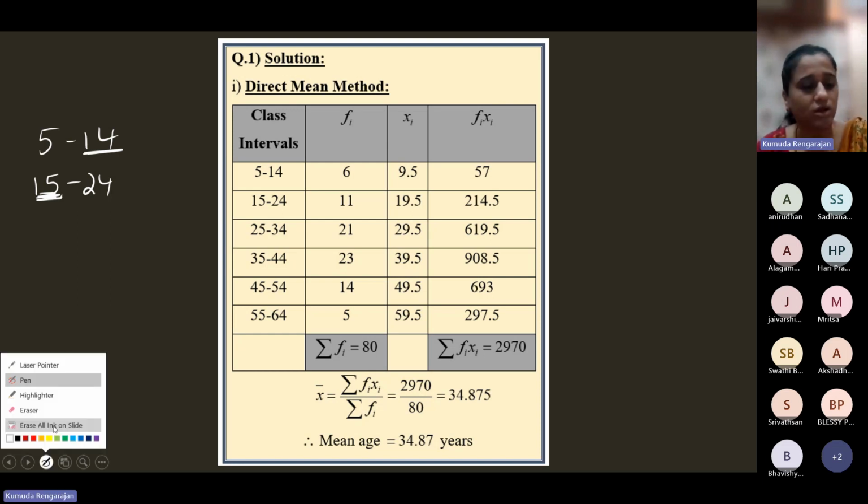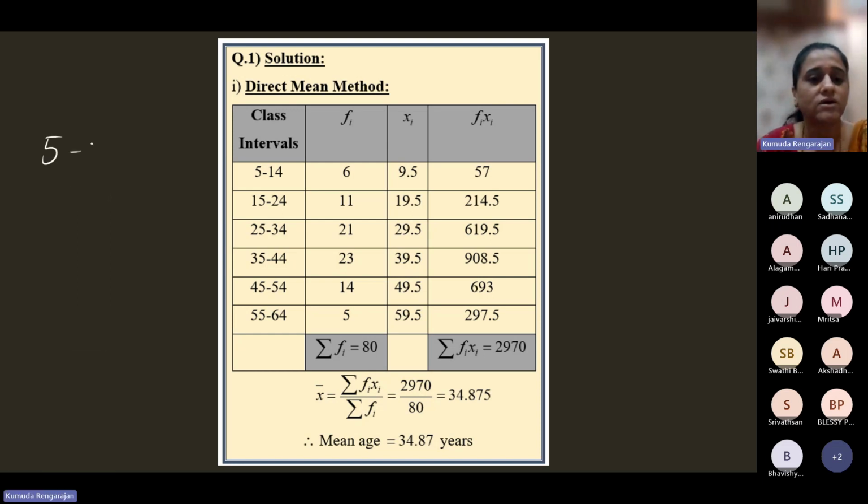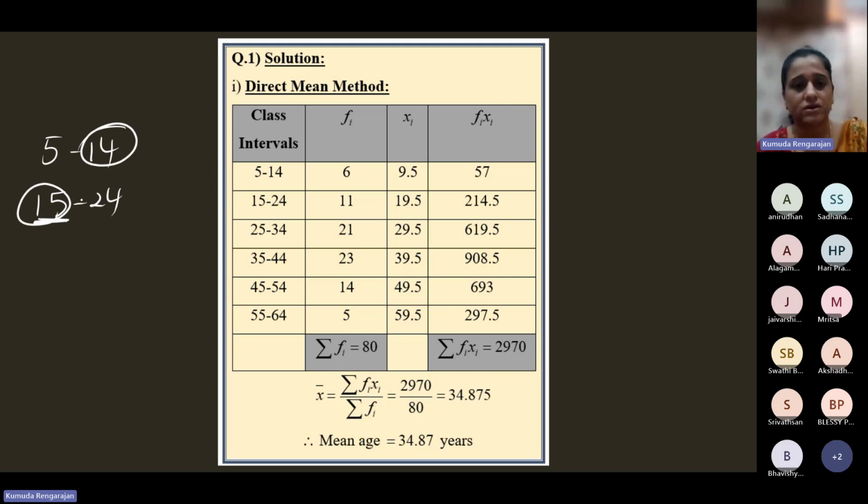See, write out any two consecutive class intervals. So I wrote 5 to 14 and 15 to 24. Now subtract, find the difference between this one and this one. So you can see the positions. Okay, find the difference between this and this. What's the difference? 15 minus 14, 1. Always divide the difference by 2. Always, whatever is the difference. The difference can be 2, the difference can be 5, 10, whatever is the difference, divide by 2. So here the difference is 1 and 1 by 2 is 0.5.